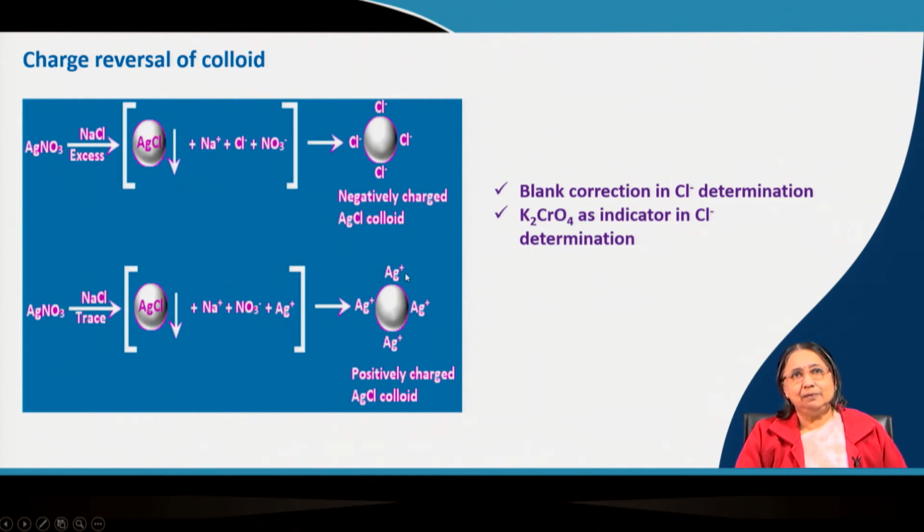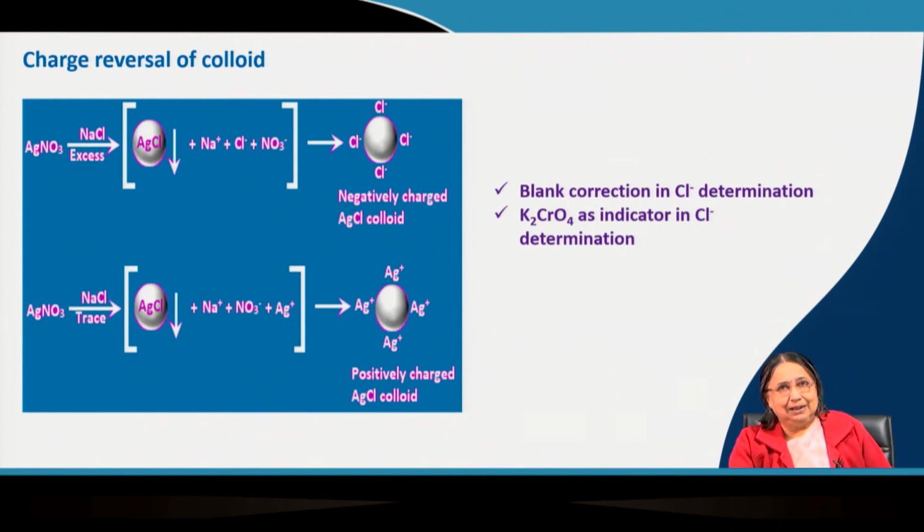Now, it is silver plus. So, it will immediately attract the chromate ion, for charge neutralization, because this chromate ion will be adsorbed here, attracted by silver plus, and then you will see the brick red color at the end point. Silver chromate, this is the silver chromate color, brick red color at the end point. So, this is a very interesting experiment that you can easily perform in the laboratory.